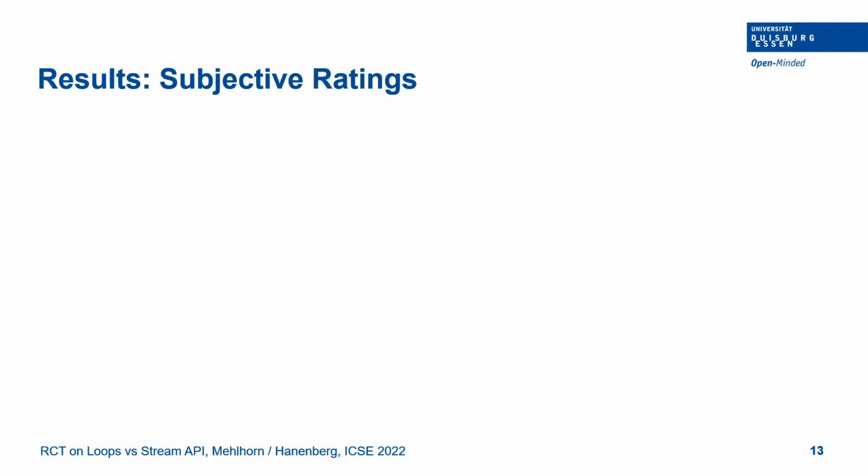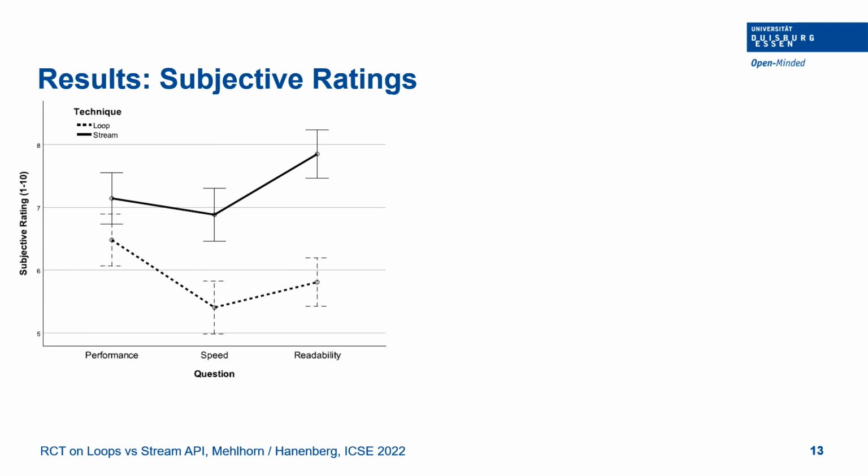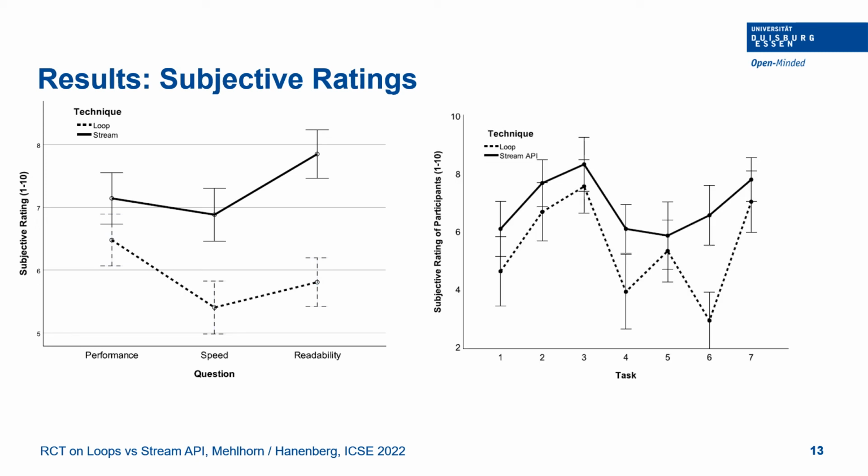So let's quickly speak about the subjective ratings. As we said, we asked three different questions. The first one was the performance. The second was the assumption of how quick they were, and how readable they considered the code. What you can see is that in all situations, the loops were rated lower than the streams, which means that on average, participants considered the Stream API more appropriate.